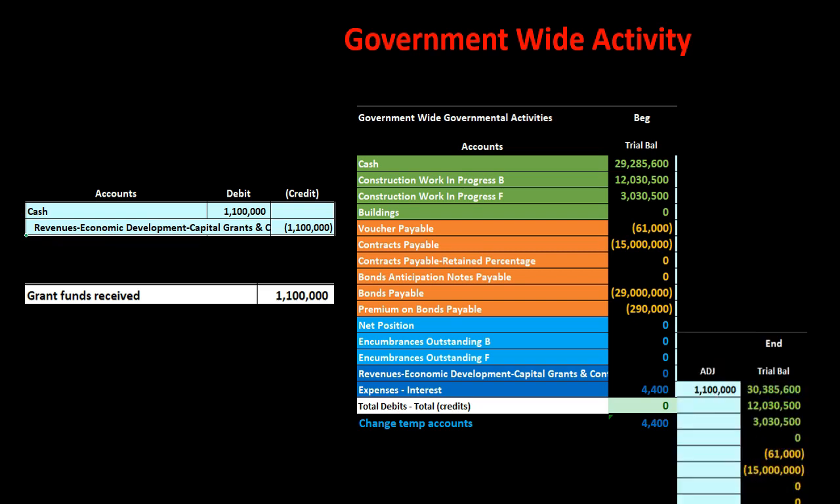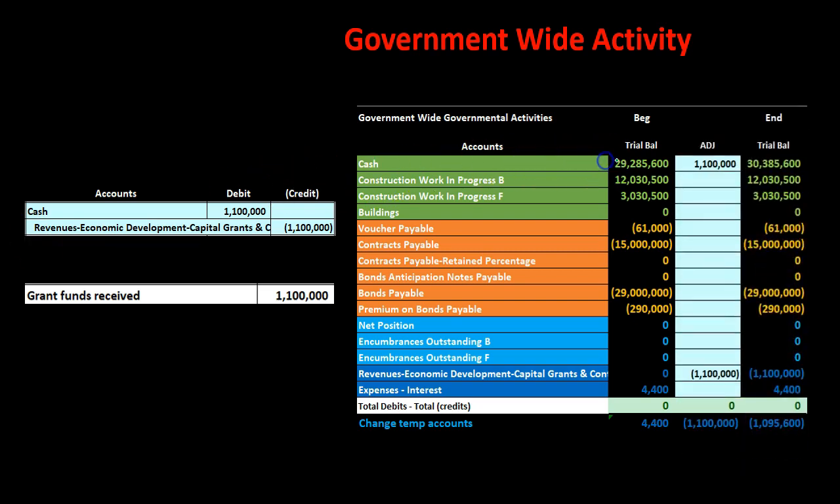So if we record this, then we're going to say cash is going to be increasing for the grant that was received for the capital project. The other side's going to go to some type of revenue account. So revenue then increasing in the credit direction. That's what's going to happen on the government-wide activity.